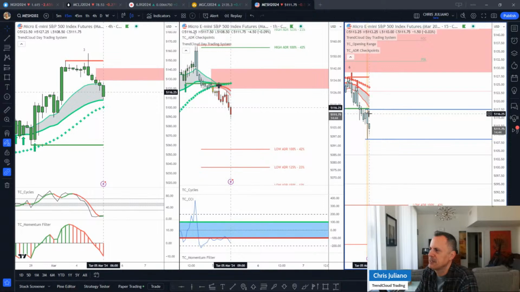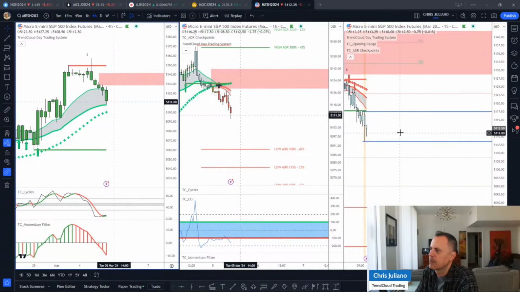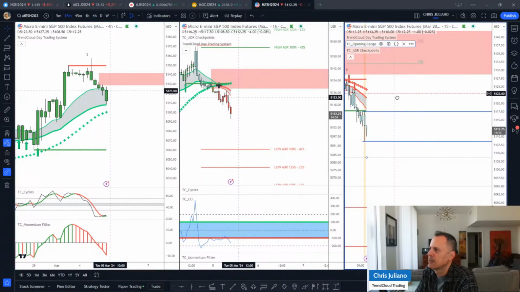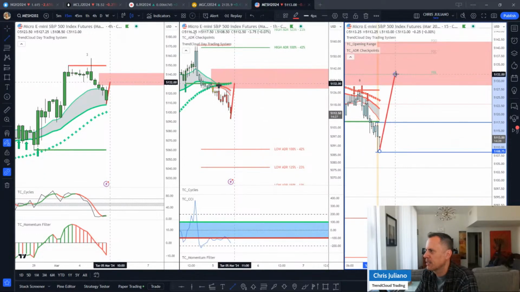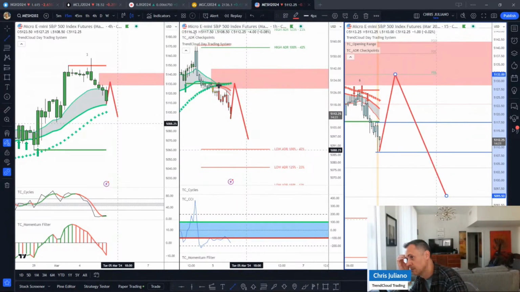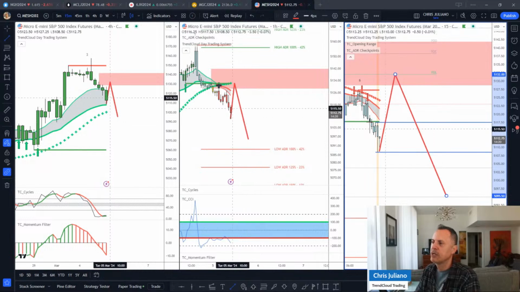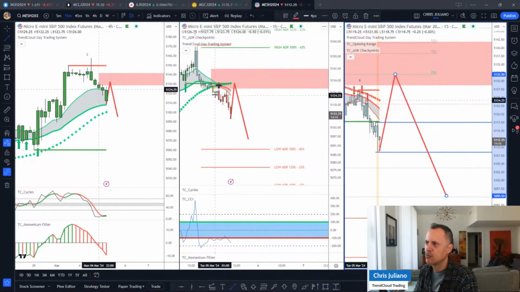So extended. We are extended. Price wants to pull back, recalculate, and continue the move down. I'm thinking it's going to look something like this. Pull back, and then a move down. Okay. Continuing the path, the momentum is going to keep price moving down.